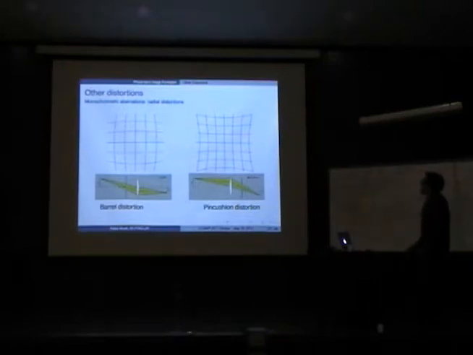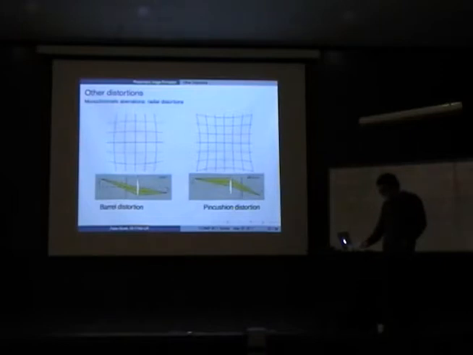You have geometric distortions, which are due to the fact that the light going through the center doesn't get deviated. This gives, on one side, what is called the barrel distortion and the pincushion distortion. These are very common geometric distortions.